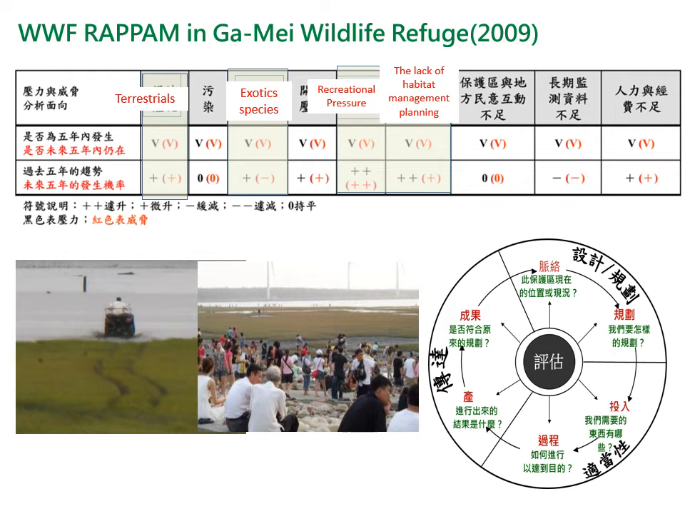Following the results of the WWF RAPPAM method evaluated in 2009, one of the most threatening factors is the recreational pressure, which is connected to the weakest criteria in Gaomei Wetland Refuge, site design and planning and management planning, among 6 main criteria. It means wetland cannot be conserved as standalone water bodies without considering the land system or the involvement of community.